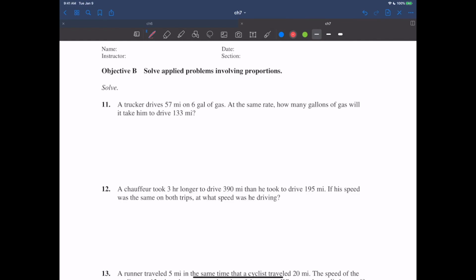So we are going to set up the proportion. I'm going to list out the two categories that we have. We have the miles and we also have the gallons of gas. I'm going to create a proportion, miles over gallons of gas. That is our verbal model for this particular proportion. Once you have this model set up, you simply plug in the numbers. 57 miles corresponding to 6 gallons of gas equals, on the other side will be the question, 133 miles. And how many gallons of gas?